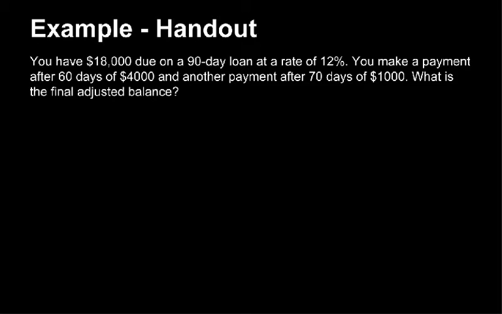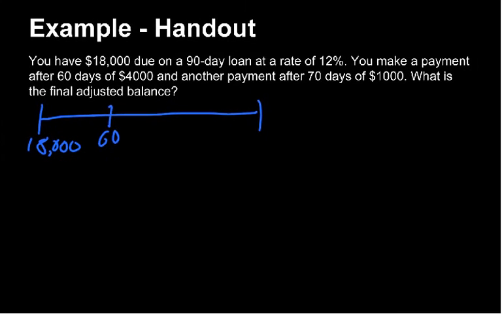So what we're going to do is set up our timeline, and we start out with $18,000, and it says you make a partial payment after 60 days, so 60 days, and that's $4,000. Okay, now the 70 days is after the original start date, so that's going to be 10 days after the 60 days, and then we make a payment of $1,000. So there's a span of 10 days in there between those two payments.